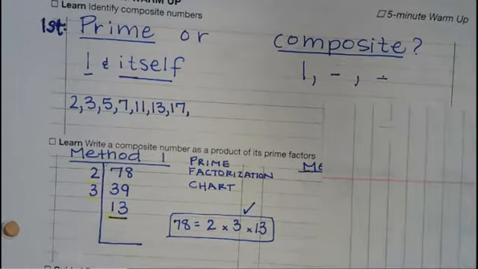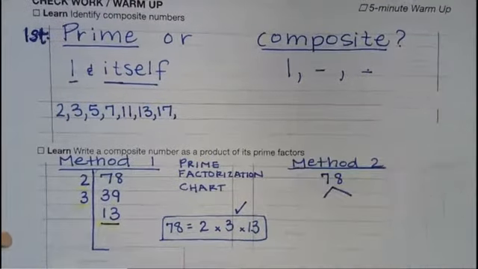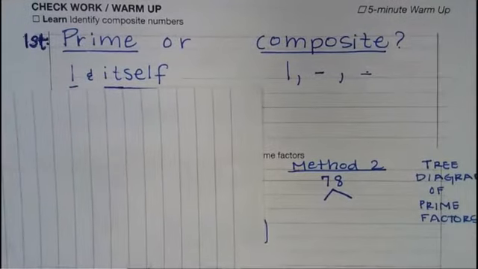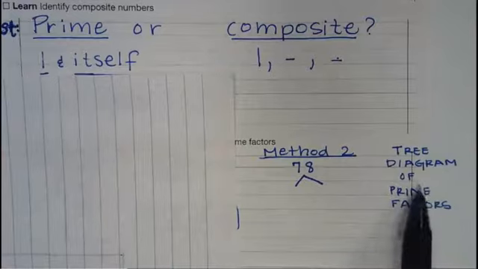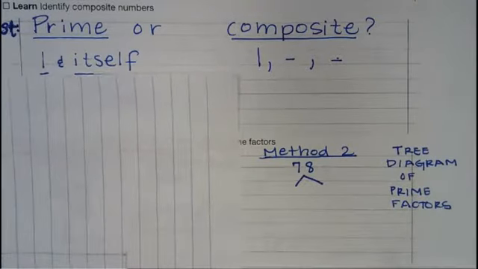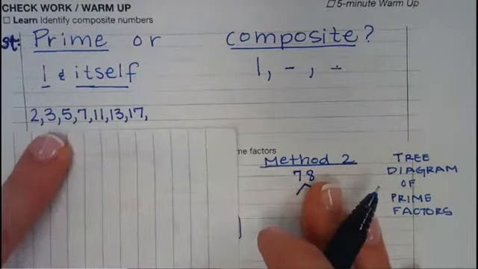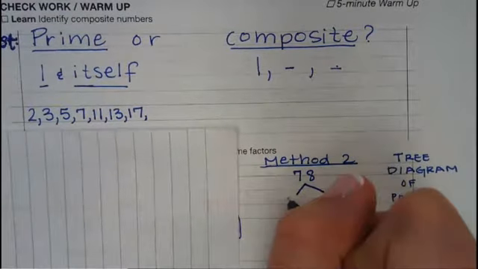So our next problem that we're going to do is, instead of doing the prime factorization chart, we're going to do method 2 with the same problem. So method 2 is using a tree diagram, but still using prime factors. Okay, so we're going to isolate those prime factors. Move this down so you can see the list again. So the first prime factor I'm going to use again is 2.